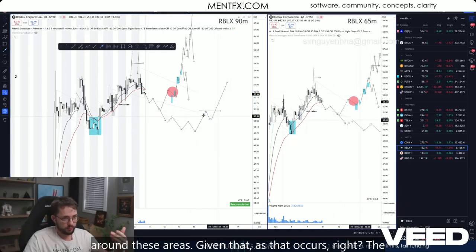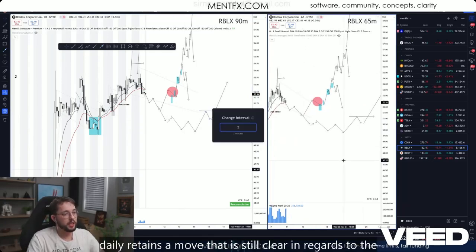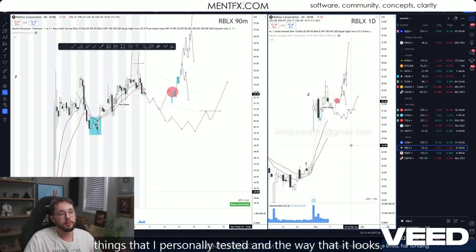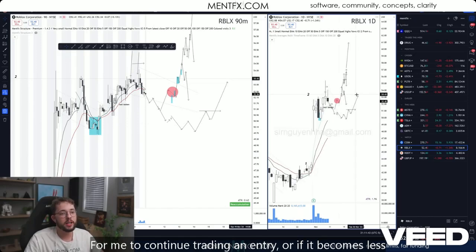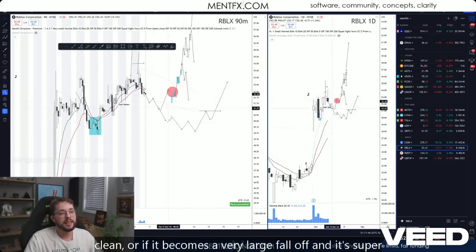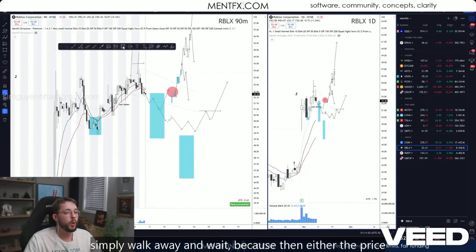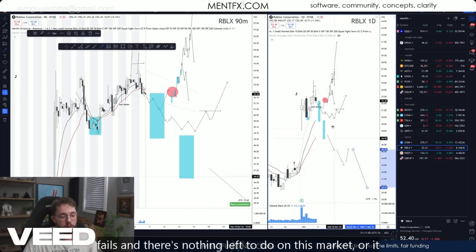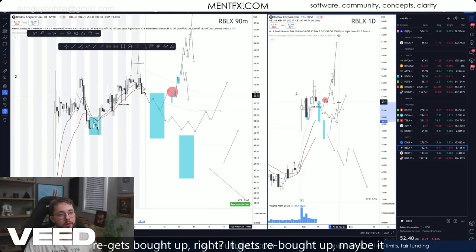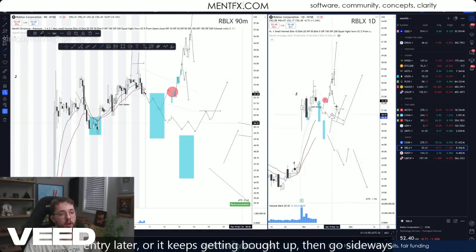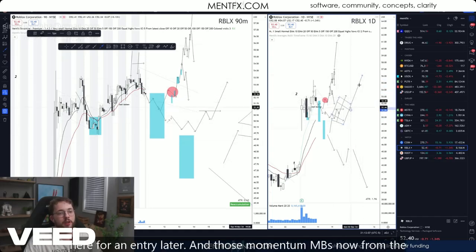Given that, as that occurs, the daily retains a move that is still clear in regards to the things that I personally tested and the way that it looks for me to continue trading an entry. Or if it becomes less clean, or a very large fall off and it's super unclear, then I simply walk away and wait, because either the price fails and there's nothing left to do on this market, or it gets bought up. It gets rebought up, maybe goes sideways here and does the exact same thing for an entry later, or it keeps getting bought up, then goes sideways here for an entry later.